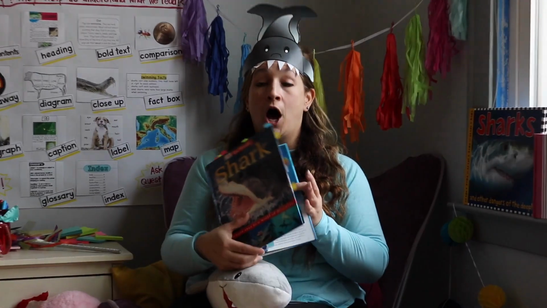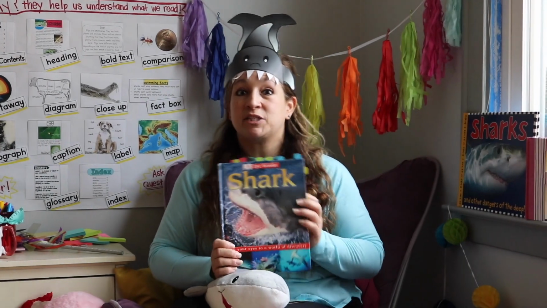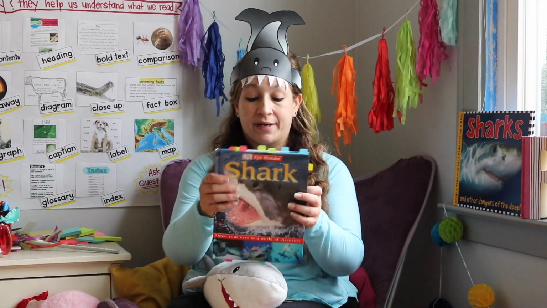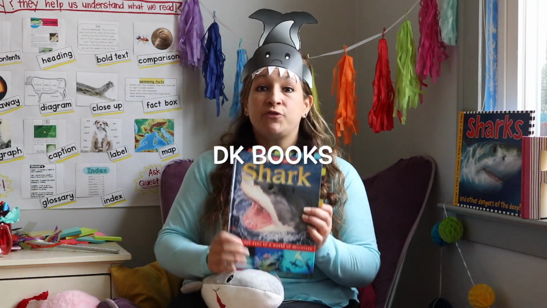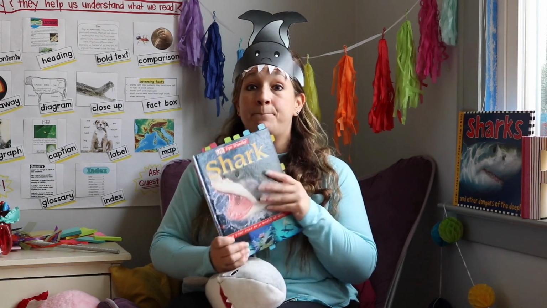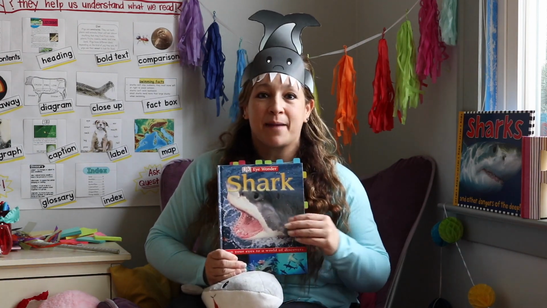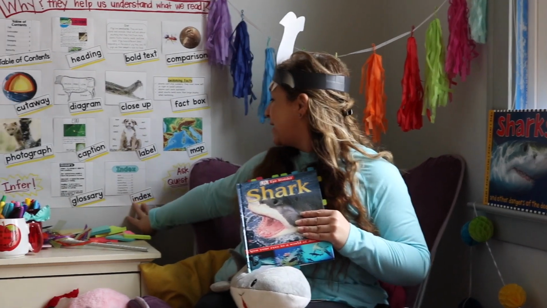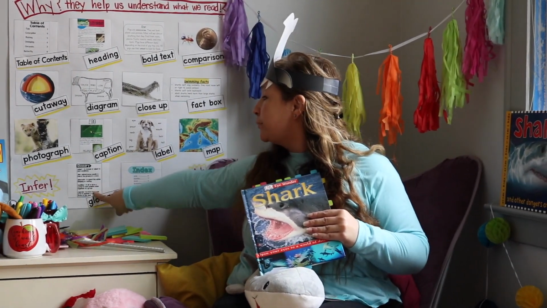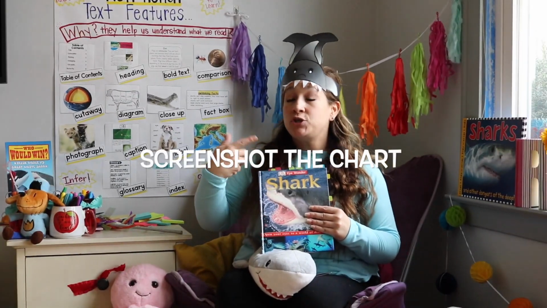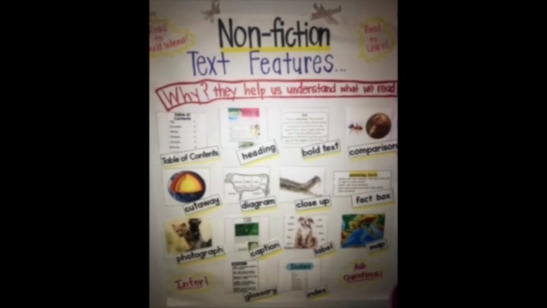There are a ton of awesome facts in this book. The book is a nonfiction text by Dorian Kingsley. So if you want to check it out on Amazon or online somewhere, you can. It's got a bunch of other facts that I didn't read to you today. Text features. There's my glossary. There's my index, giving you some examples. If you want, you can screenshot this chart and save it. So next time you read some nonfiction, you can look for these text features too.